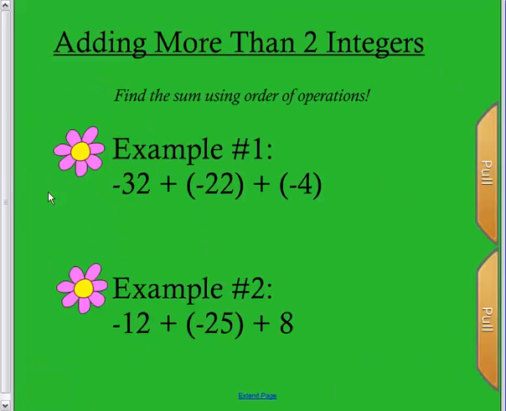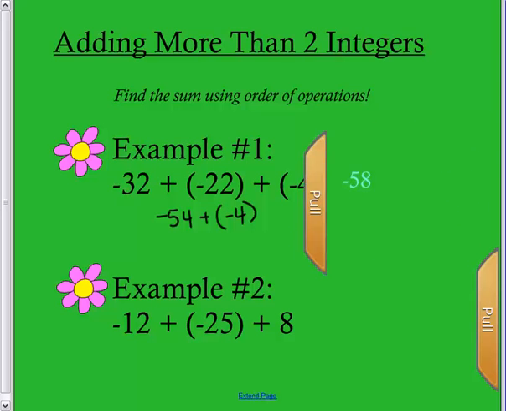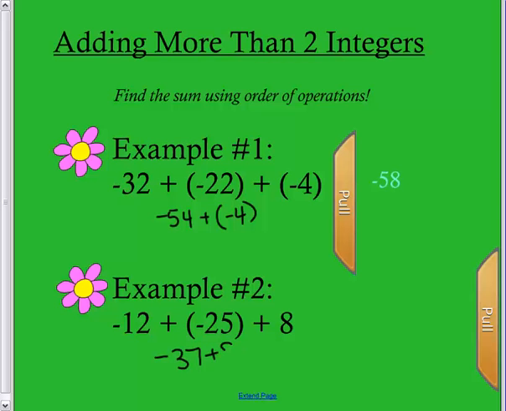Okay, what if we have more than one? Well, again, same sign: 32 plus -22 is -54, plus a -4 is -58. Same sign here, -37 plus 8, different signs. Take the sign of the bigger one, I know it's going to be negative, and it's 29.